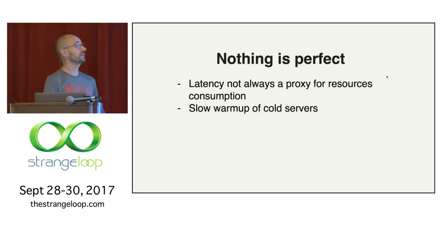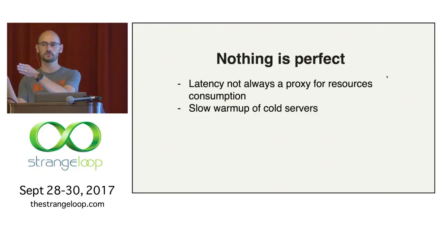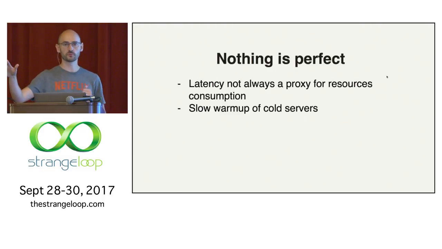Another problem that we discovered when we were deploying code at Netflix is that you have a very slow warm-up of cold servers. When you think about it, the load balancing algorithm is doing what it's supposed to do. It sees slow servers, stops talking to them, and focuses on the fast ones. So when you deploy new servers, the algorithm will talk to those servers and say, oh, they are slow, so I'm focusing on the fast ones, and stop talking to those servers.